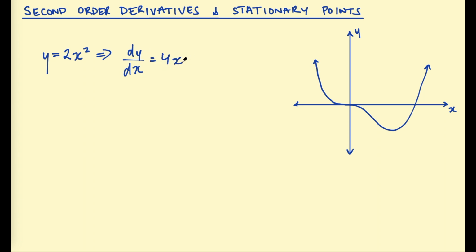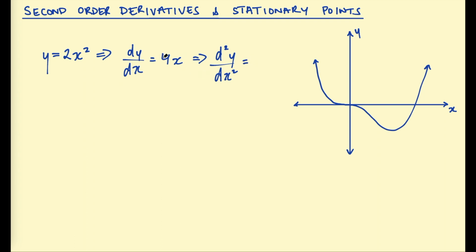equals 4x. And all that a second order derivative is, is to repeat this process again. So taking the second derivative, again using the power rule here, multiply the coefficient by the power of x and subtract 1 from the power. This gives you the second derivative, and we use the notation d squared y over dx squared to represent this.